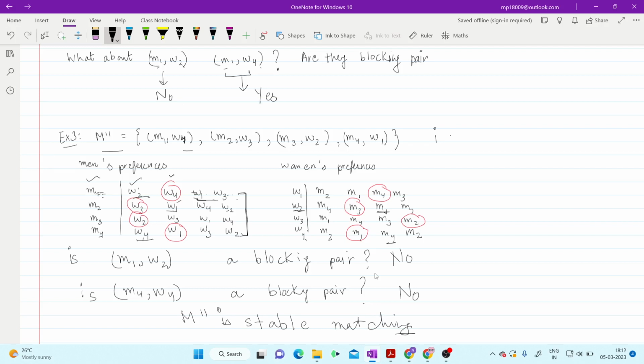So is everyone convinced why M double prime is a stable matching? Or are there any doubts? I can repeat it if the definition of blocking pair is not clear, or if the definition of stable matching is not clear.